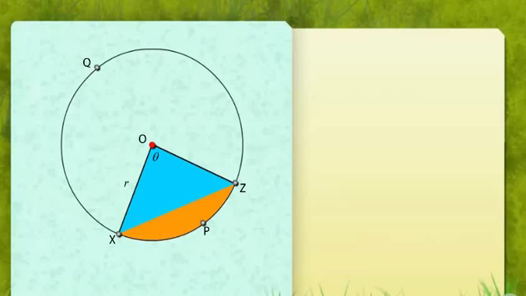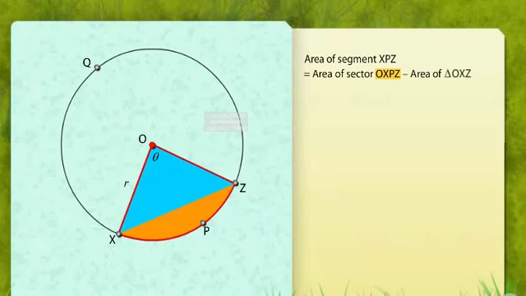Suppose you want to find out how much area of the circle is used for growing the cacti. In other words, you need to find the area of this segment. We'll use our knowledge of the area of a sector to find the area of a segment. We know that the area of sector OXPZ is theta upon 360 into pi r square. Now, the area of sector OXPZ minus the area of triangle OXZ gives us the area of segment XPZ. We can use this formula to find the area of any segment of a circle.